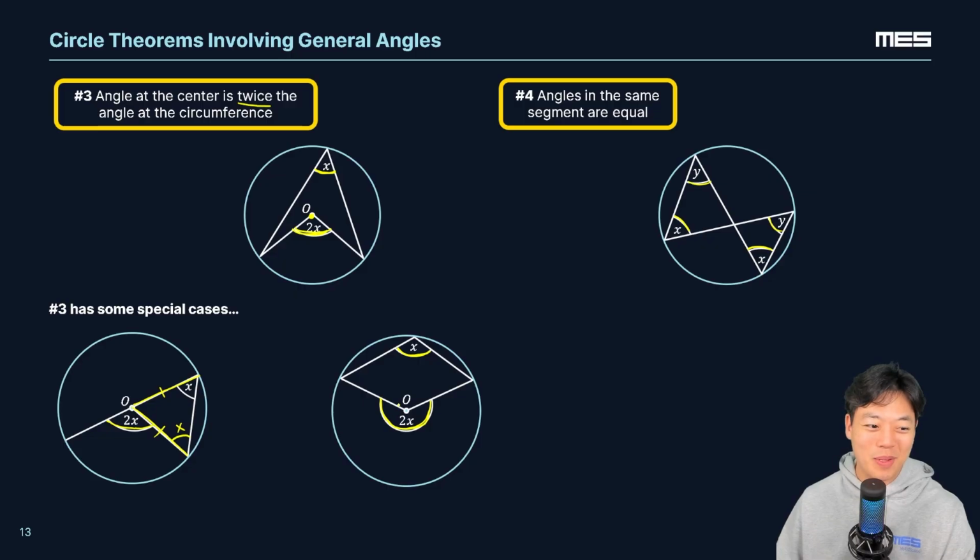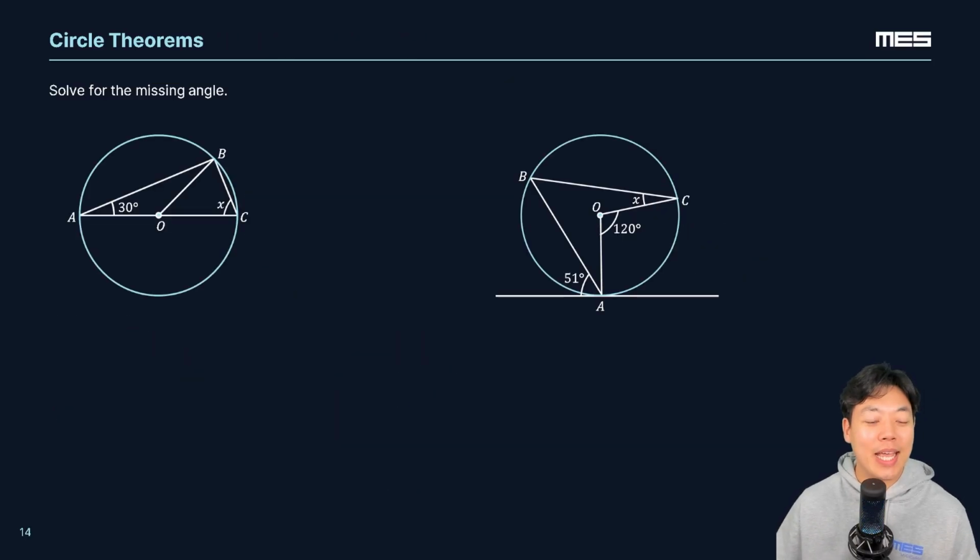All right, let's try some problems. So solve for the missing angle. We know that since AC goes through the center of the circle, this is a right angle. So if that's a right angle, we've got a 30, 60, 90 triangle on our hands.